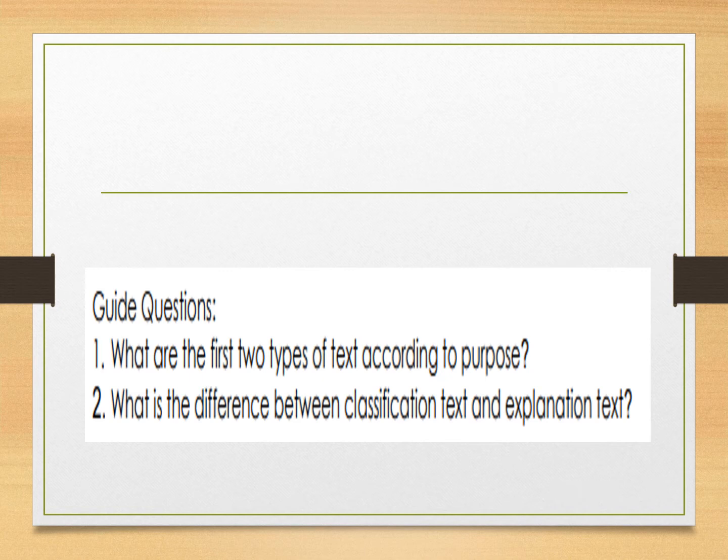Now, what are the first two types of text according to purpose? And what is the difference between classification text and explanation text?